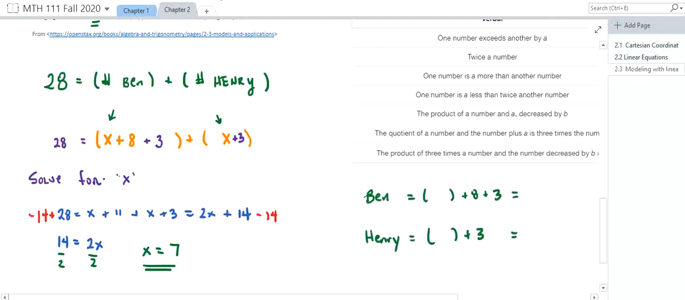So then Ben filled out 7 plus 8 is 15 plus 3 is 18. And Henry did 7 plus 3, or 10. Just to check, we add these together, they equal 28, and that was what they should total.